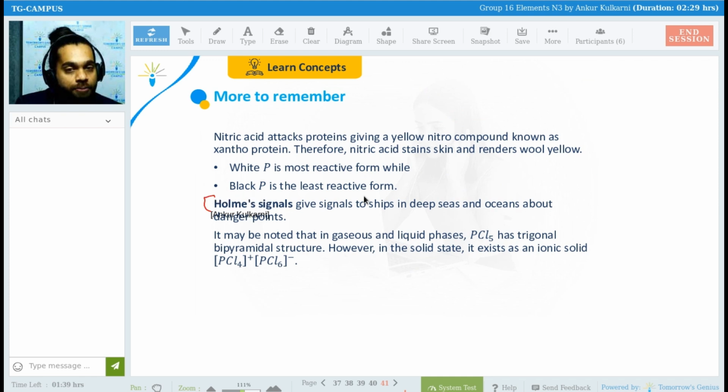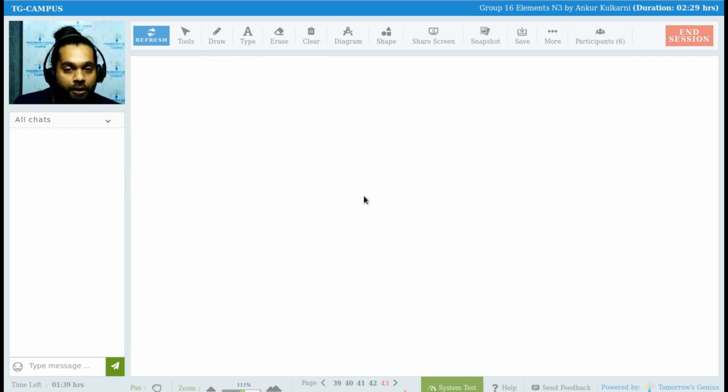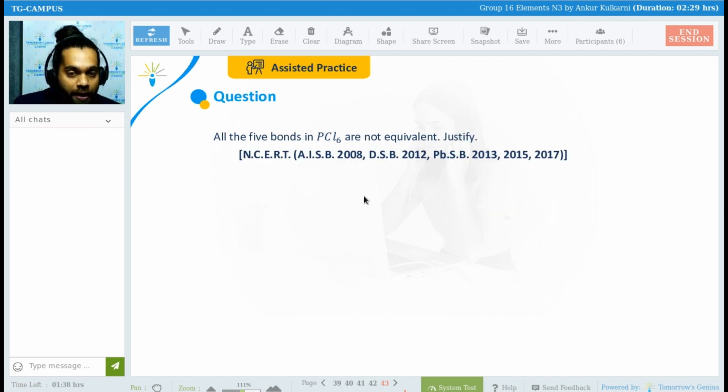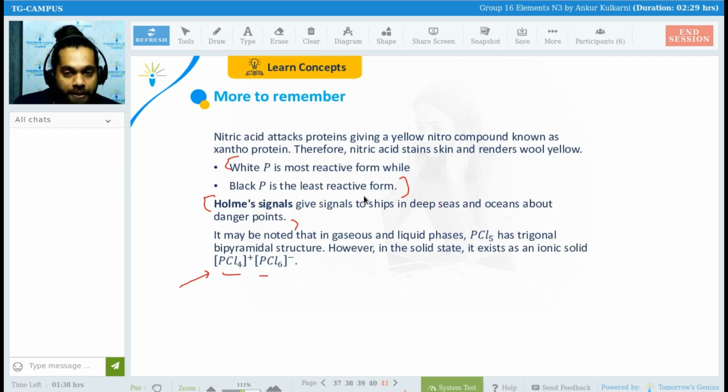Then we have seen this Hone signal. Yeah, most reactive. That is also seen. White and black is the least. Then PCl4, PCl6. Yeah, we have seen this in the last lecture, that in the solid state, in the ionic form, they are present as PCl4, PCl6. Now, PCl6, let us talk about this.